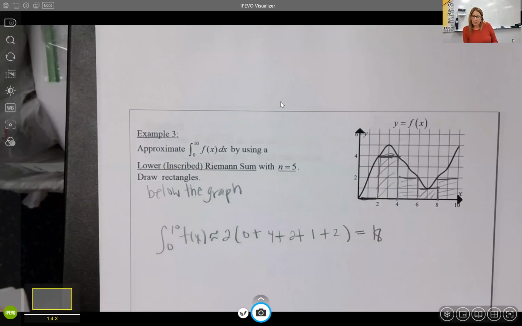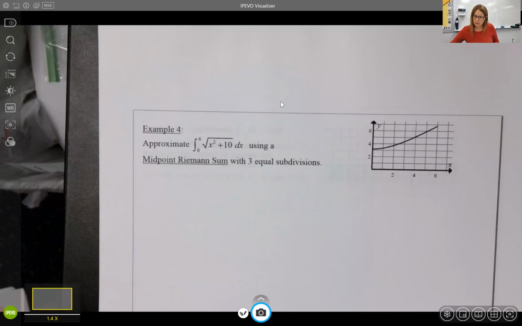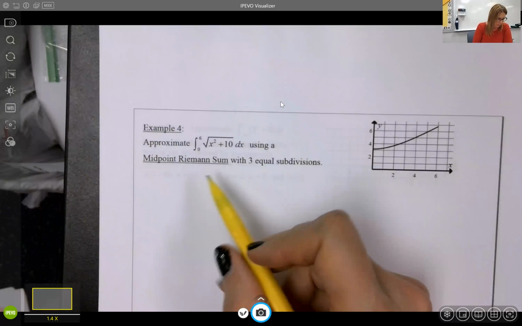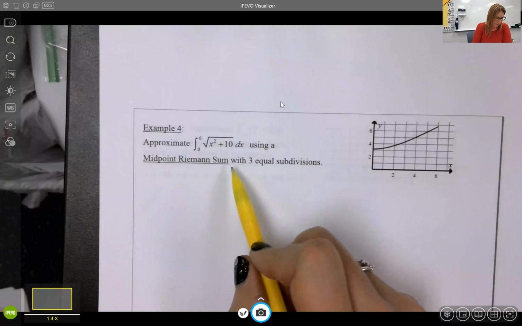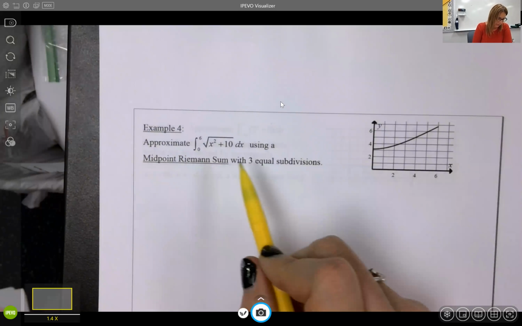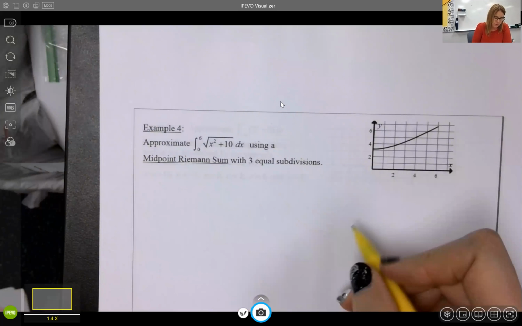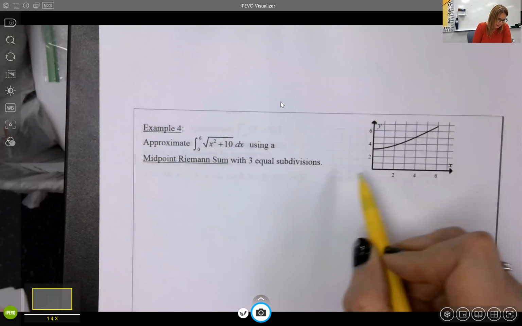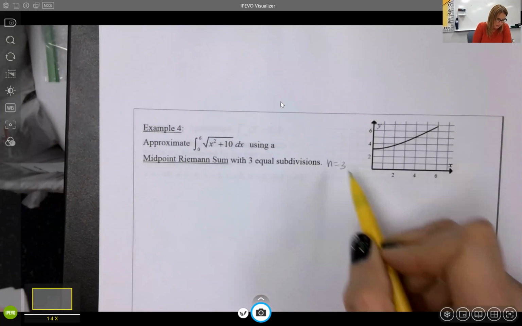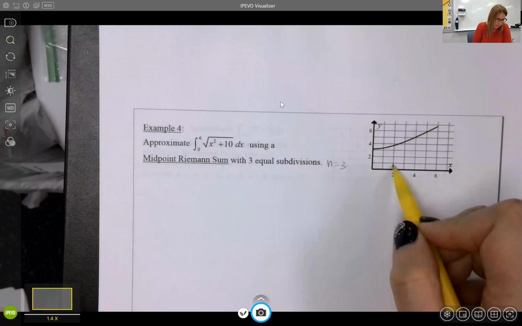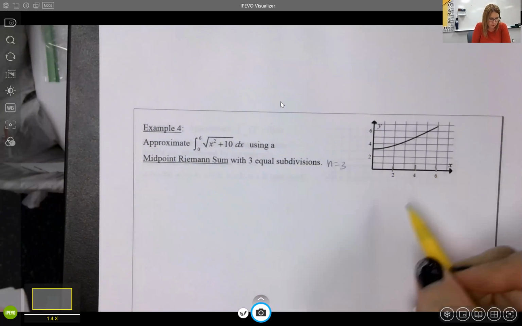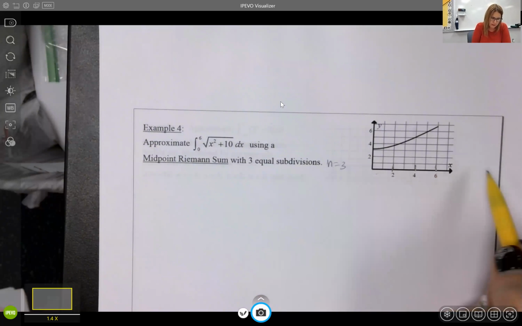All right, so now we're going to do another graph looking at this one, okay? And this will always tell you what type to do. So this is a midpoint Riemann sum. You could say it however you want, okay? So it's 3 equal subdivisions. So I first have to figure out if this is like n equals 3, okay? Because there's going to be 3 triangles, one here, and one here. So they're going to have equal width. So each width is going to go 2 units again, okay?